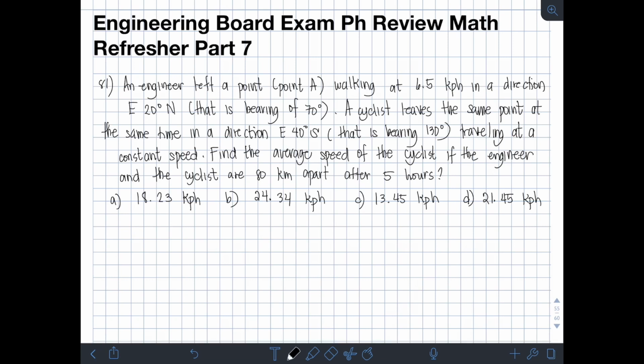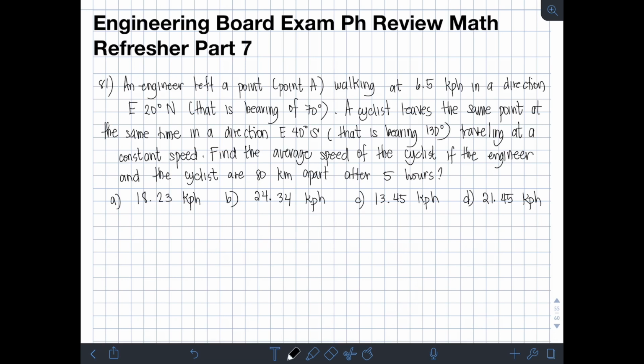So an engineer left a point, let's say point A, walking at 6.5 kph in a direction east 20 degree north, that is bearing of 70 degree. A cyclist leave the same point at the same time in a direction east 40 degrees south, that is bearing 130 degree, traveling at a constant speed. Find the average speed of the cyclist if the engineer and the cyclist are 80 kilometers apart after 5 hours.